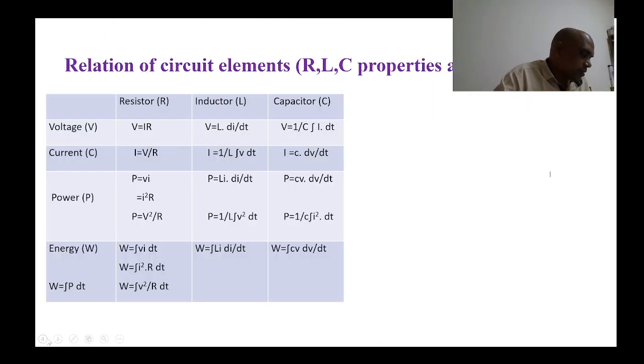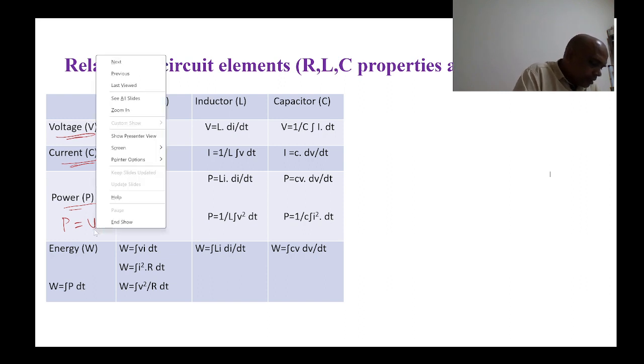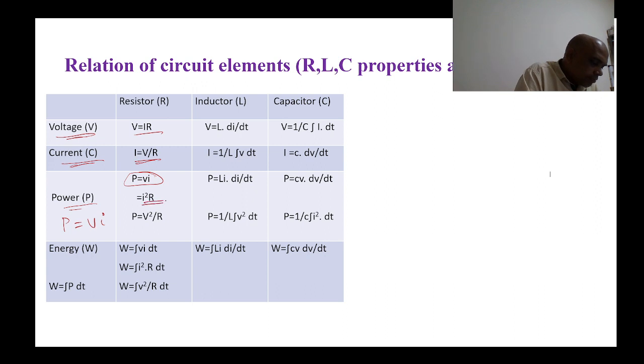Next we will discuss, see, this is the table. For resistance, V equals IR. For the same thing, current I equals V by R. Power is nothing but VI. Power equals VI. Suppose you take V equals IR and substitute here, you get I square R. Suppose you substitute I with V by R, you will get V square by R. So these are the formulas for power for resistance.